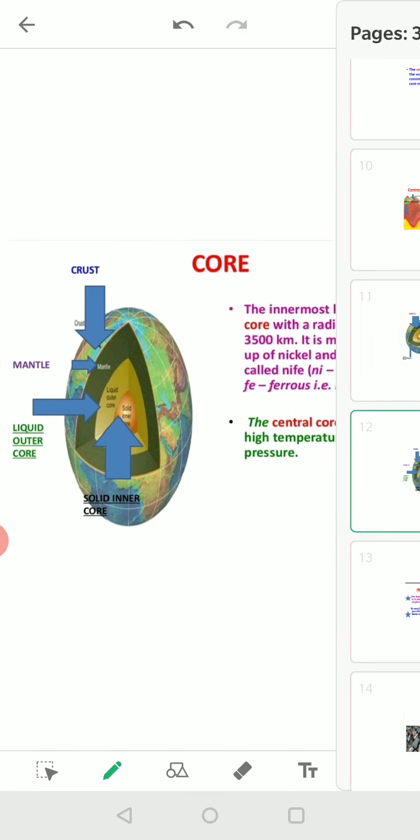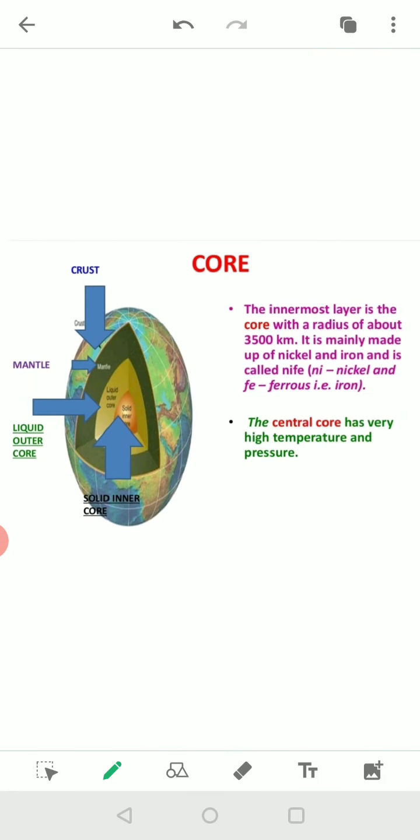Next is the core. The core is the innermost layer with a radius of about 3500 kilometers. As we have seen, the crust was 35 kilometers; here the core is 3500 kilometers. It is mainly made up of nickel and iron, and it is called NIFE, as it consists of nickel, whose symbol is Ni, and ferrous, that is iron.